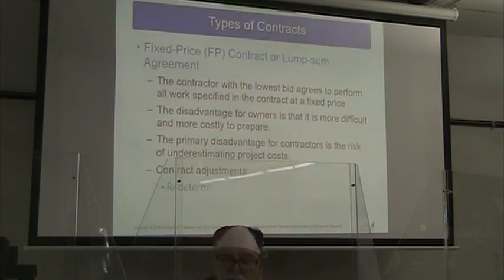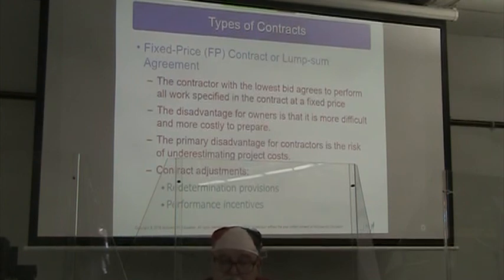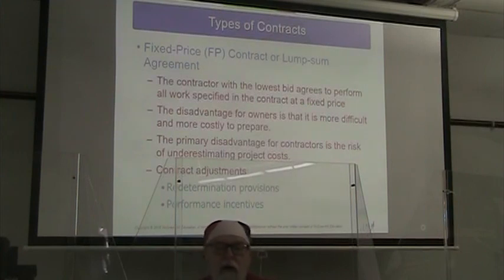All right, so the types of contracts, we can have a fixed price contract, or what's called a lump sum agreement. So our contractor that has the lowest bid will do all the work specified at a fixed price, right? When I worked doing contracting work, that's mostly what I did. I will rebuild this, I will fix that, and this is the price that I'll do it for. And sometimes that meant that I didn't make any money because I made a mistake in the price that I quoted them.